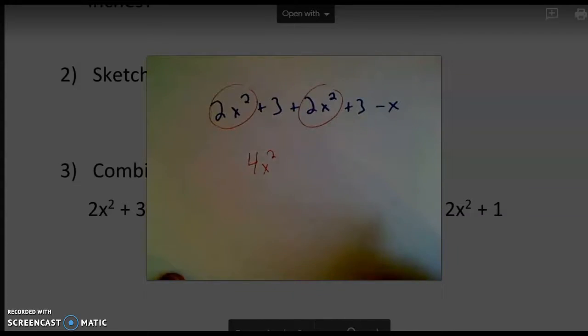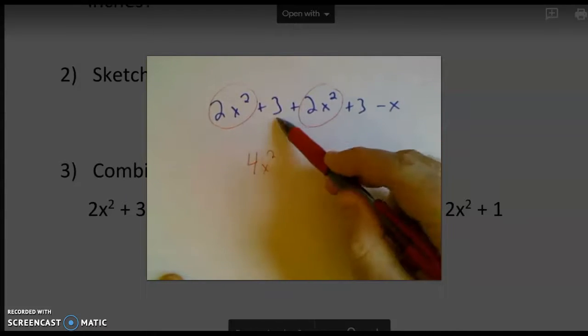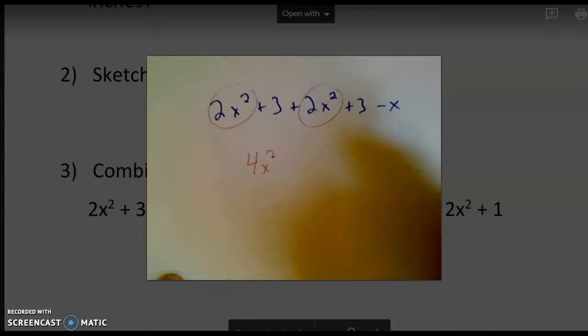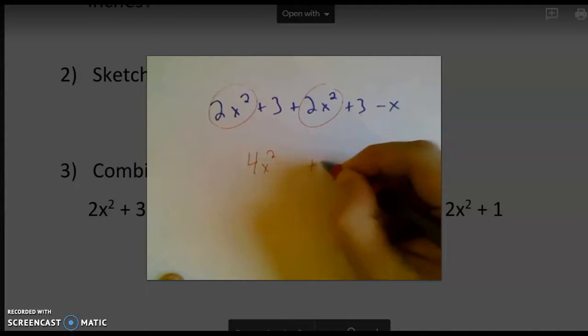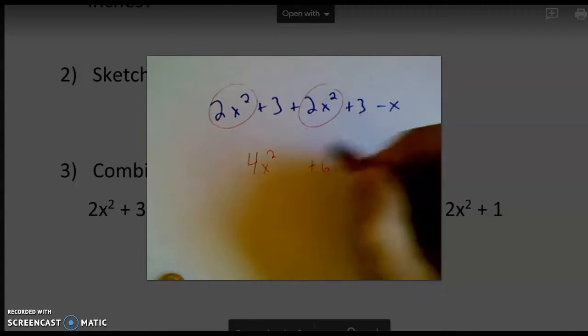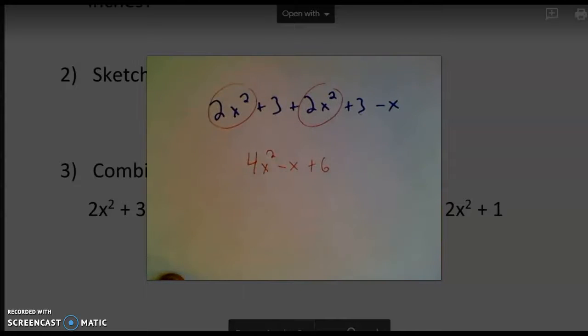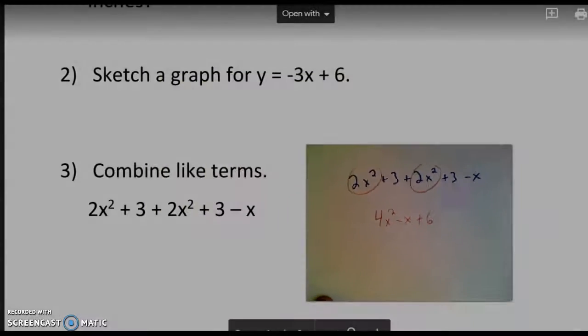And then it looks like we could group, as far as the constants go, the numbers, 3 plus 3 would give us 6. And then, of course, the only x you have is not x squared, right? It's just a regular x, this minus x. So there's nothing else to combine that with. So this is the best way to write the combined like terms for the first problem.